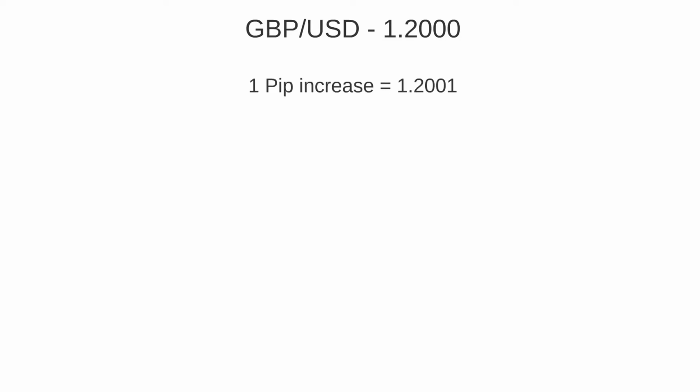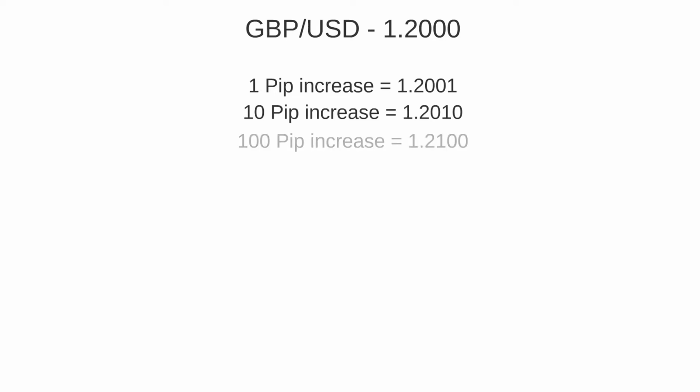Let's again look at the Forex market, and back to our pound dollar example. The price quote for this market is 1.2000. A 1 pip increase in this market would change the price to 1.2001. A 10 pip increase would change the price to 1.2010, and a 100 pip increase would change the price to 1.2100, and so on. When looking at Forex pairs, a pip increase or decrease is usually shown on the 4th decimal place.